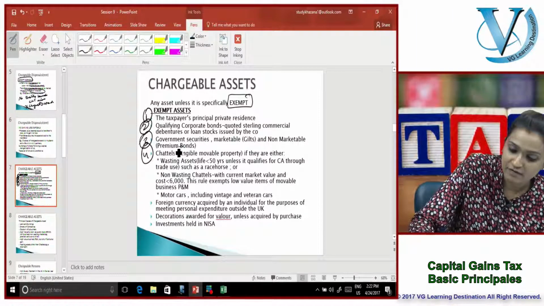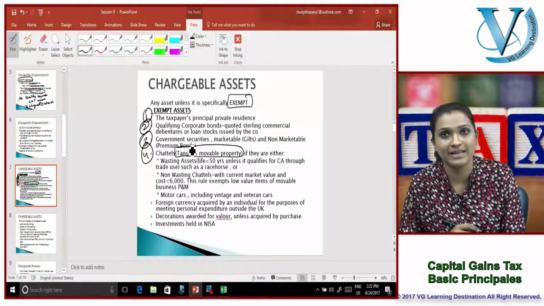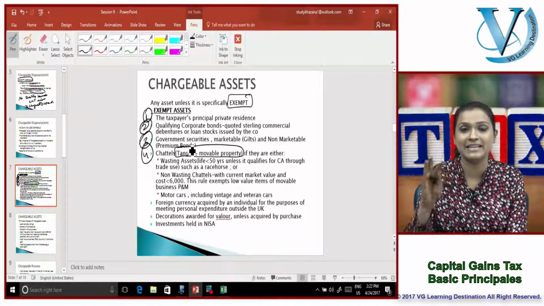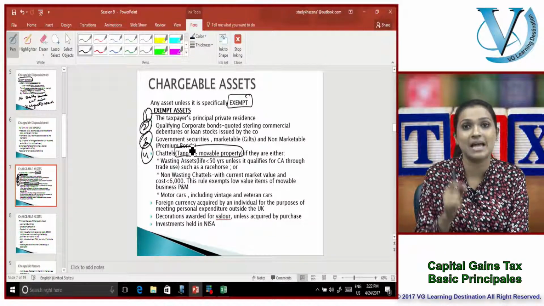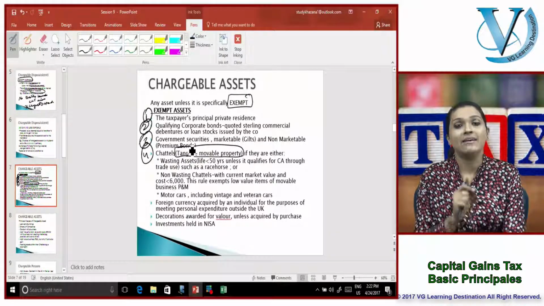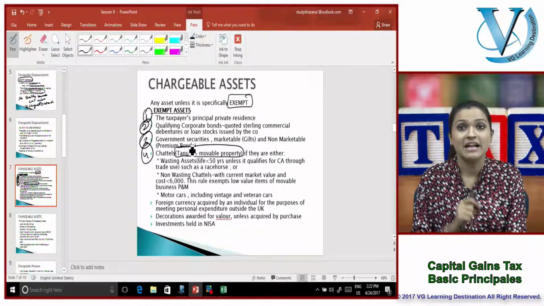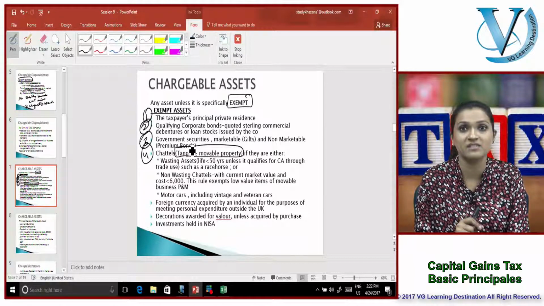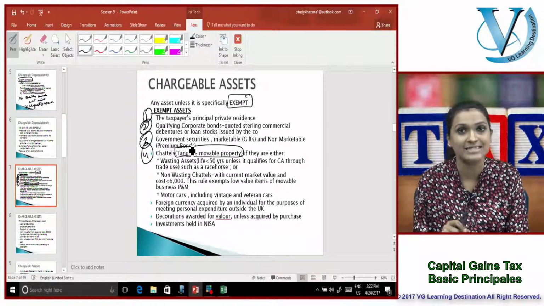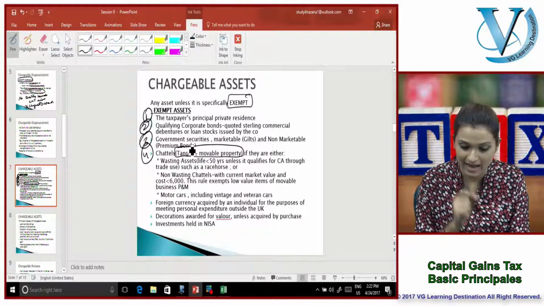So a few chattels specifically mentioned are exempt from capital gains tax liability if they fulfill any of these three criteria. The first chattel that is exempt from a CGT liability is a wasting asset. Wasting asset basically means the useful life of the asset is less than 50 years. So any asset which has a useful life less than or equal to 50 years will be called a wasting asset and does not attract any CGT liability.